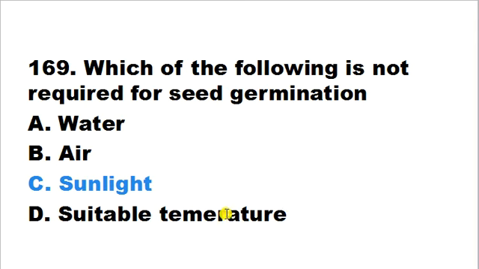And if we ask why sunlight is not required for seed germination, it is because sunlight is used for the photosynthesis process in which plants make their own food, but the seed already has its own food in storage form, so it doesn't require food for germination. It requires only water, air, suitable temperature, moisture. It requires all these things except sunlight, which is not necessary for seed germination. So here the correct answer would be C.